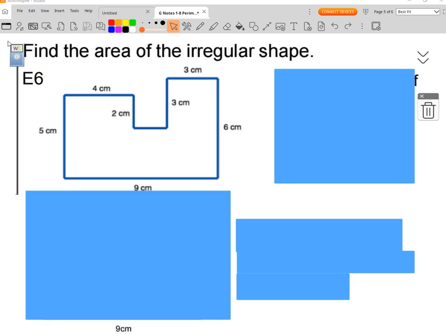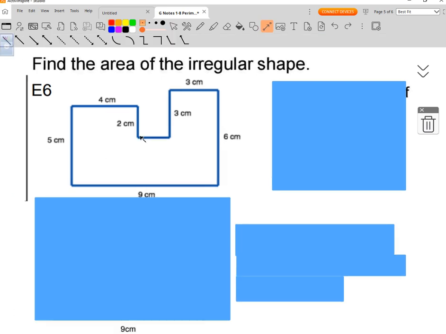So we call these figures composite figures or an irregular shape. If we're finding the area of an irregular shape, we are going to split this figure into a bunch of little ones. So we can make it a rectangle here, a rectangle here, a rectangle. There's all different kinds of ways you can split this.